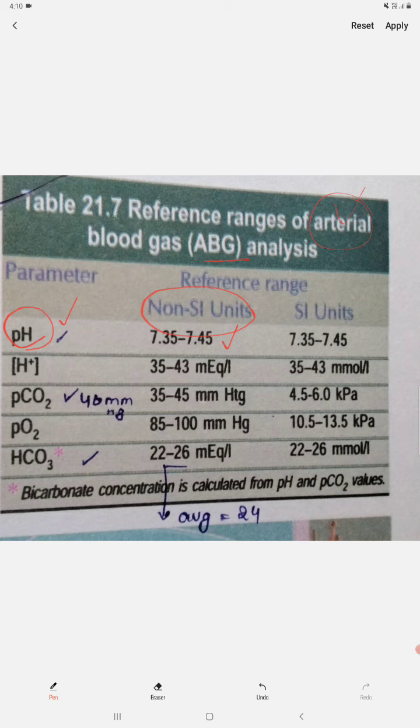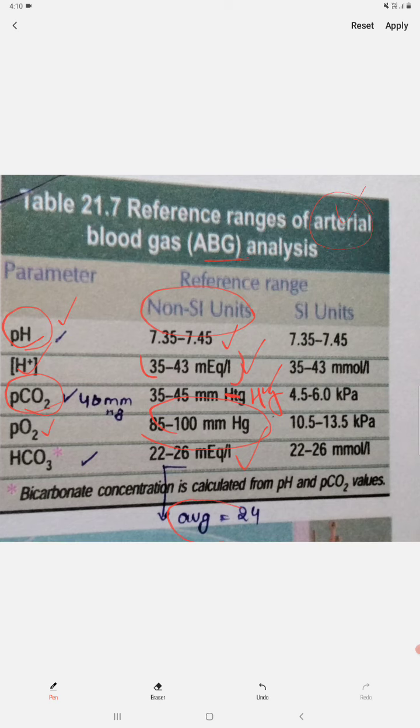Okay, and then coming to the H plus level, which is nothing but 35 to 43 milliequivalent per liter. And then coming to the PCO2, which means partial pressure of the CO2, the normal value is 35 to 45 mm of Hg. This is not HTG, this is Hg, right, of mercury. And coming to the PO2 level, 85 to 100 mm of Hg is the normal value. And bicarbonate has 22 to 26 milliequivalent per liter, whereas the average is 24, right? This average is 24 and PCO2 average is 40.